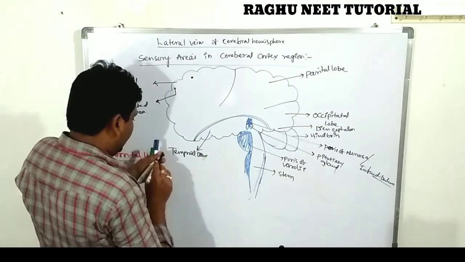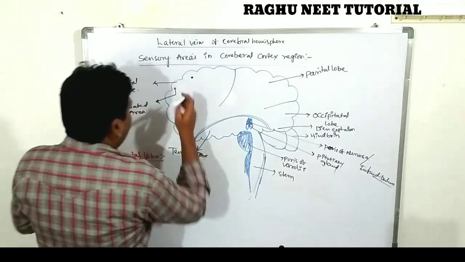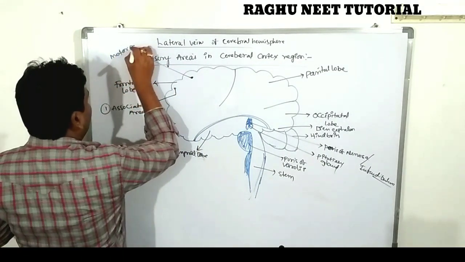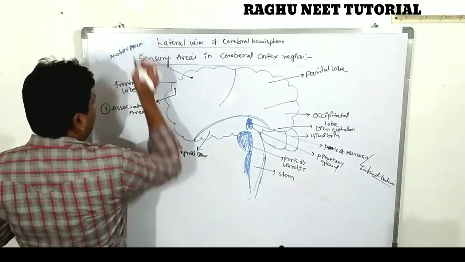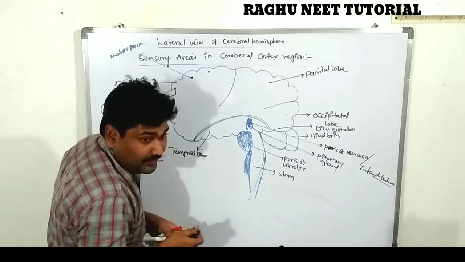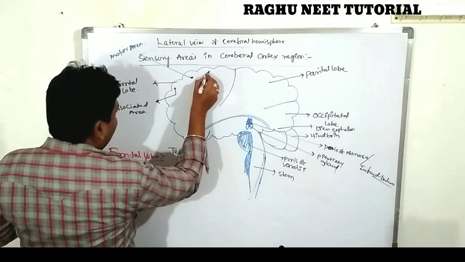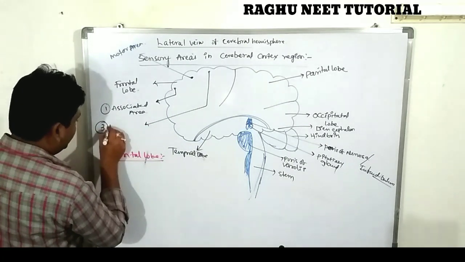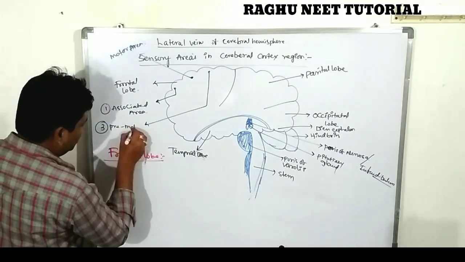Second one is the motor area. Third one is the premotor area.